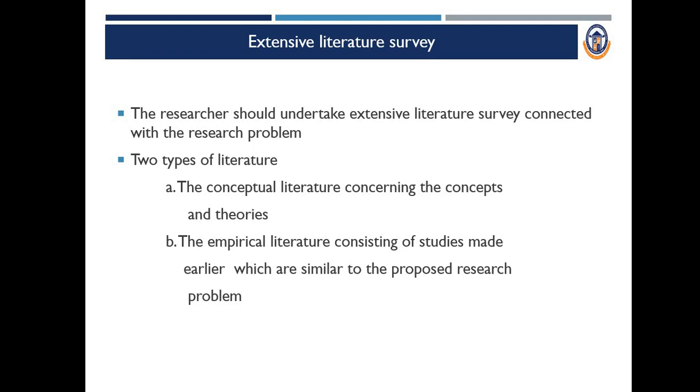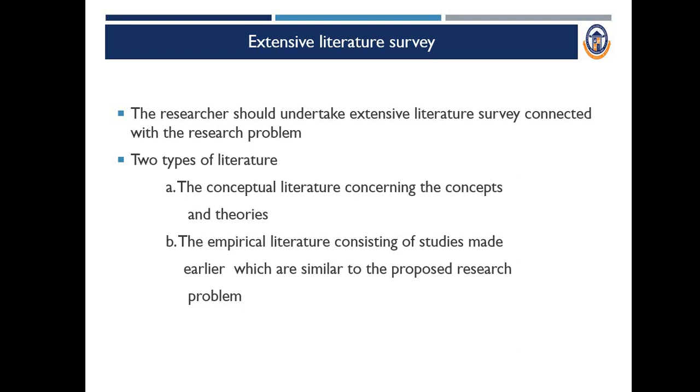So the key and important initial step for any research is collecting various literatures, and that literature need not be the oldest literature. It has to be the latest literature so that the researcher will understand what kind of trend that particular research is following, what variables have already been studied, and what variables were missed in previous literatures. That can be easily understood by the researcher by collecting various literature. So a researcher should undertake an extensive literature survey connected with that particular research problem.